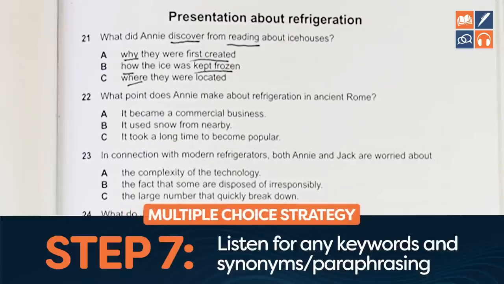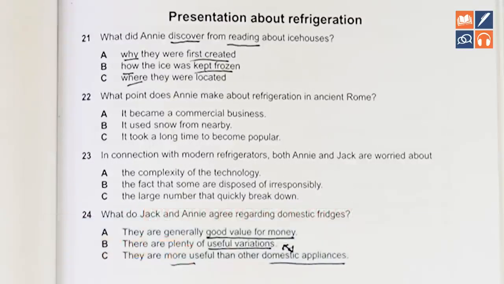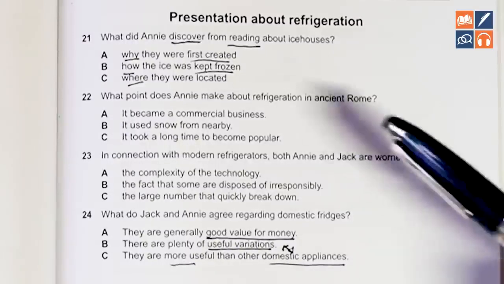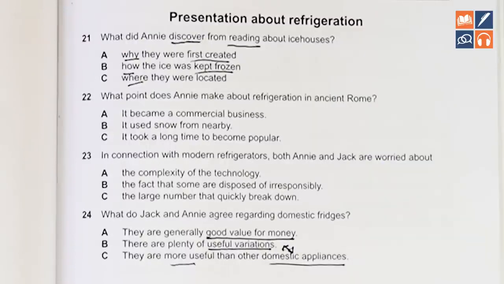What you're listening out for are keywords, synonyms, paraphrasing. So don't just listen for the keyword, listen for the synonym of that keyword. Then you will know when they're talking about that. So for example, what did Annie discover from reading about ice houses? So she might literally say, when I was reading about ice houses, or she might say, I read a book, or I was studying. When you hear that, you know, okay, she's going to start talking about the different options. Then listen for the different keywords within the different options and pick the correct answer. That brings us on to the next step.